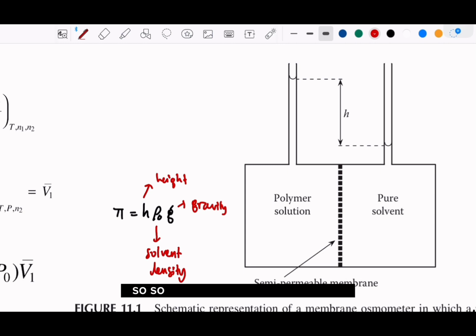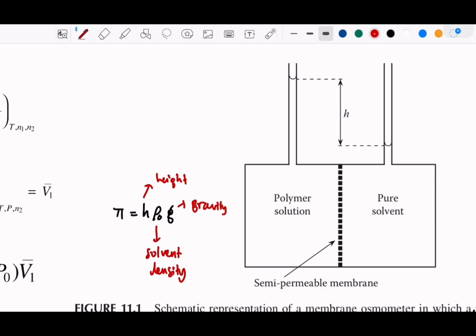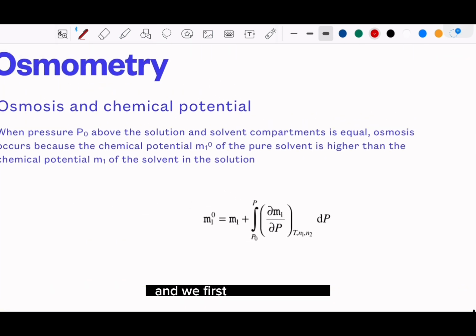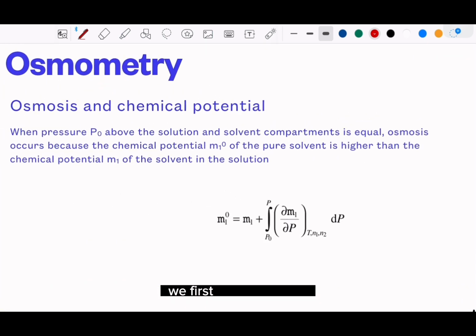So this is just a normal pressure, but to differentiate the osmotic pressure, some textbooks write it in terms of pi. But if you want to write a normal P, like rho gh as usual in physics, that's the same thing. And we first start from here.